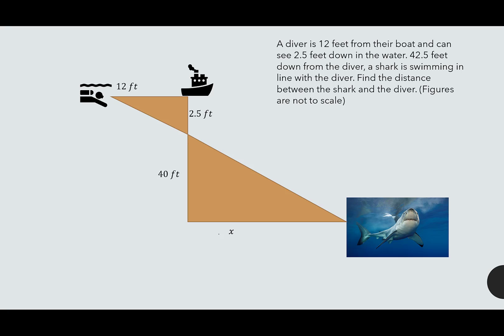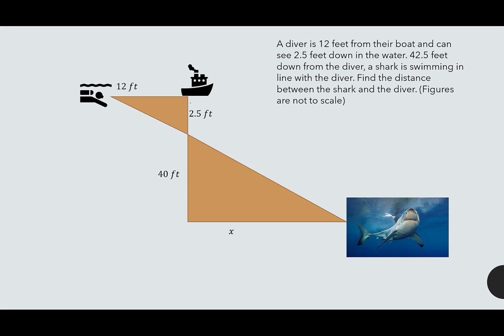Part of what you see here is this 42.5 feet, which is the depth of the shark, got broken into the 2.5 feet down that the diver can actually see, and the other 40 feet down where the shark is hanging out. Again, we have this kind of line of sight where we're going to pretend the shark can see the diver, the diver can't see the shark, and we want to know how far away is this shark from the boat, which is where the diver is headed.